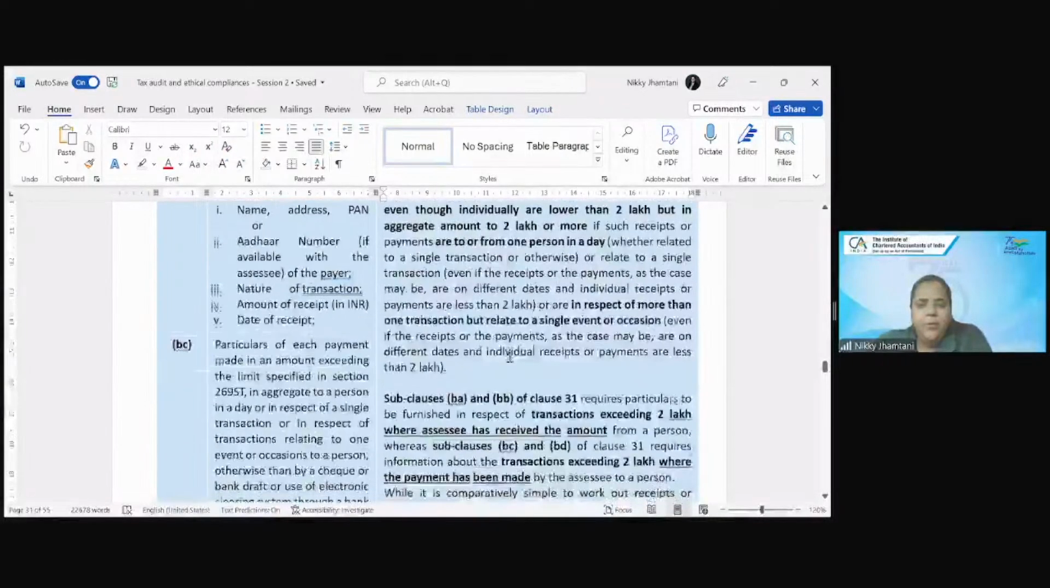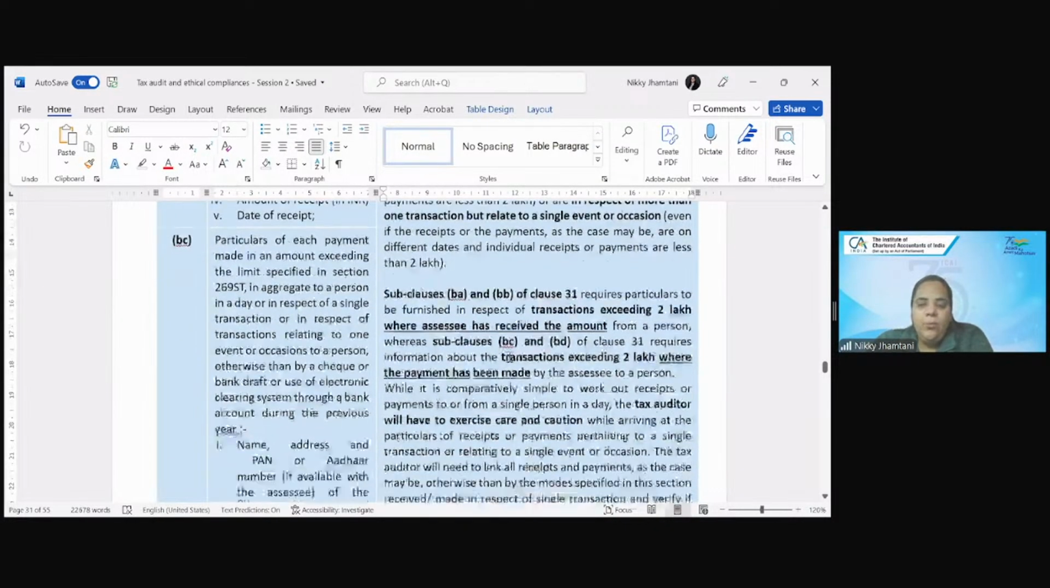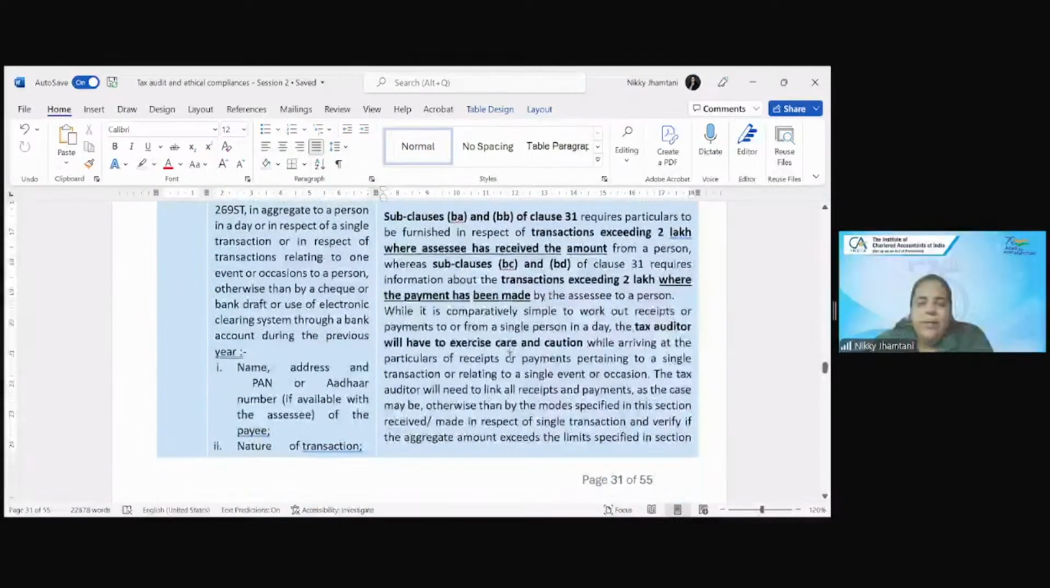Okay. So subclauses BA and BB of clause 31 require particulars to be furnished in respect of transactions exceeding 2 lakh where assessee has received the amount from a person, whereas subclauses BC and BD of 31 require information about the transactions exceeding 2 lakhs where the payment has been made by the assessee to a person. While it is comparatively simple to work out receipts or payments to or from a single person in a day, the tax auditor will have to exercise due care and caution. So, काफी care and caution के साथ करना है.